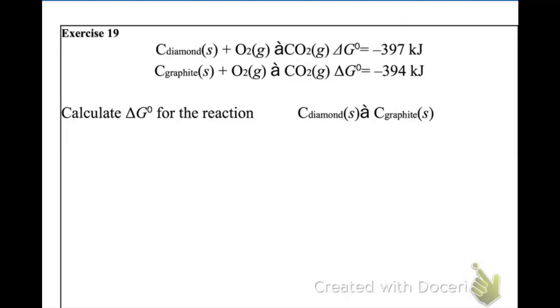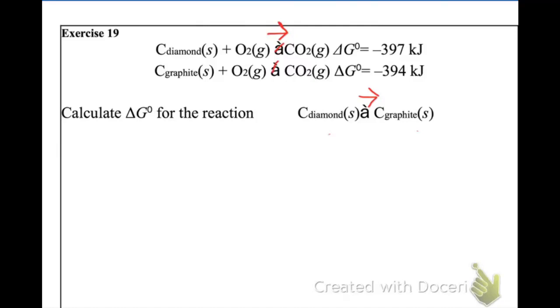Okay, let's take a look at another one. This one, we want to find the delta G of the reaction going from diamond to graphite. And I apologize, I have a little bit of an incompatibility issue when I import this. My arrows turned into these fancy A's, so just ignore that or change them to arrows. Here I have a reaction going from diamond and oxygen to make carbon dioxide, and here I have one from graphite and oxygen going to carbon dioxide.